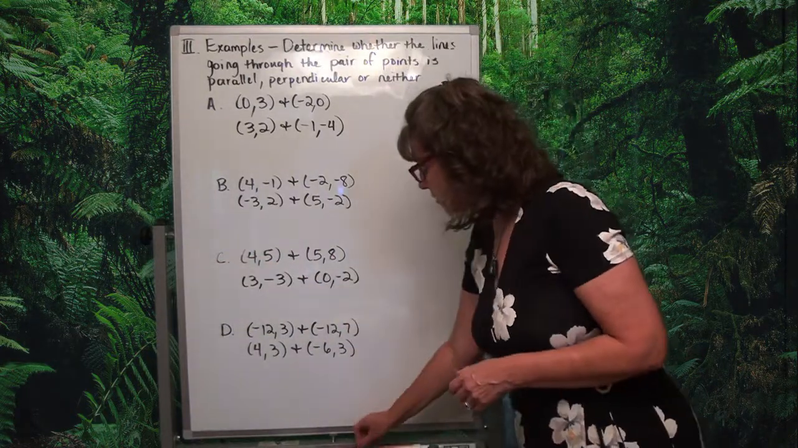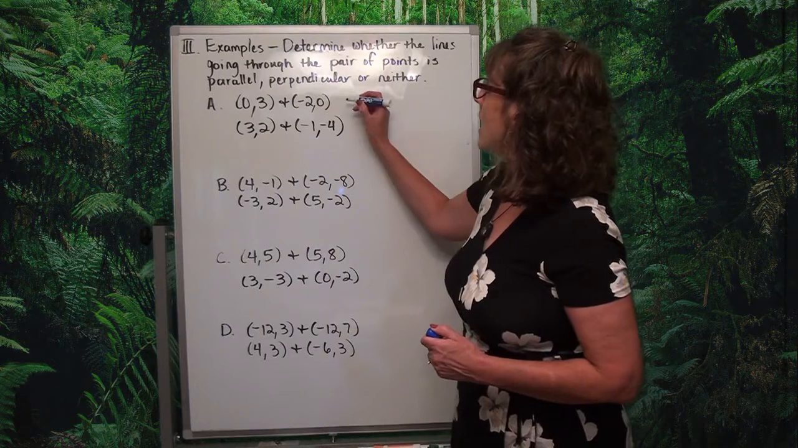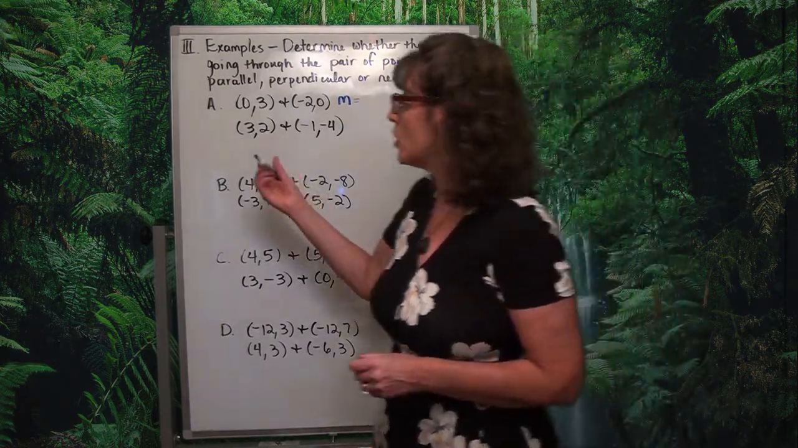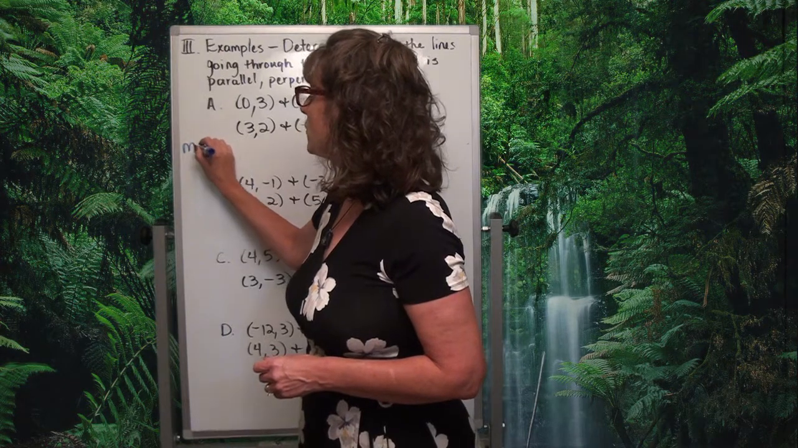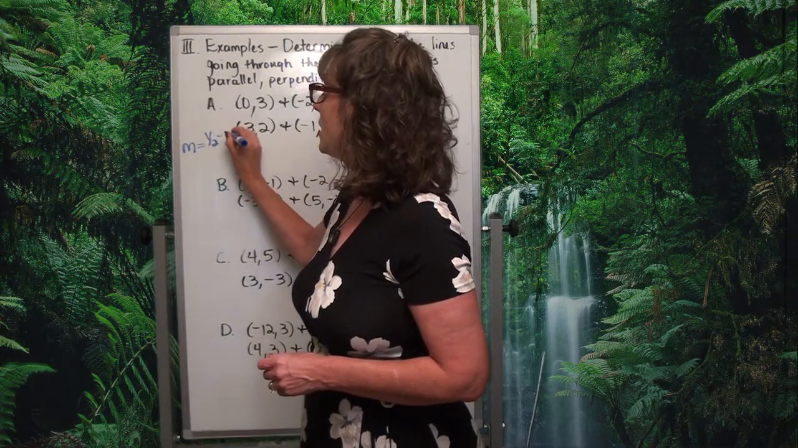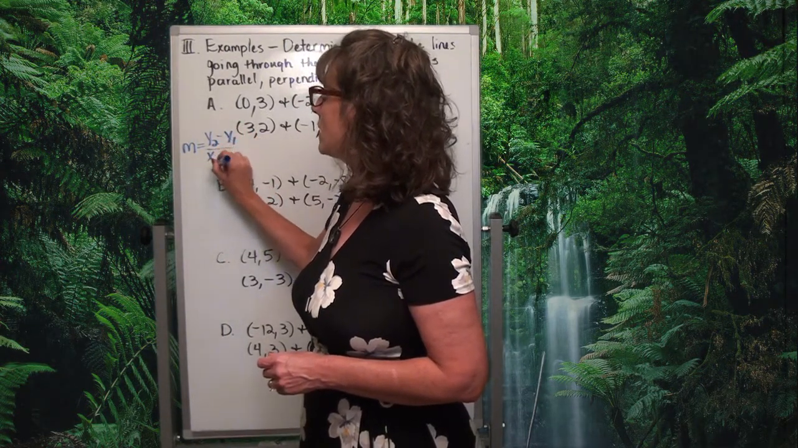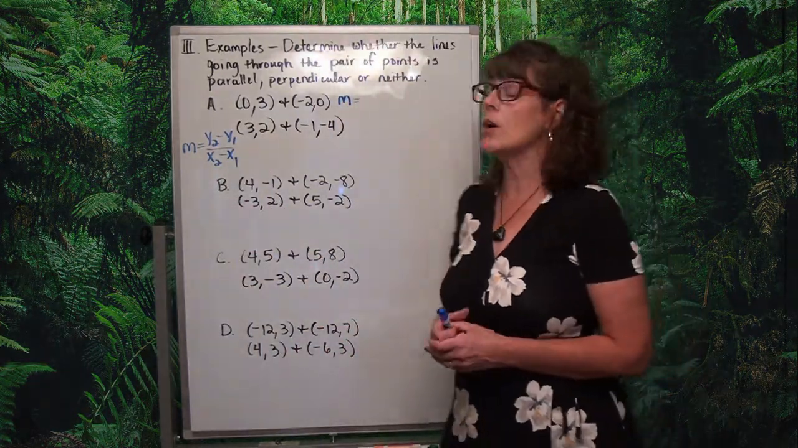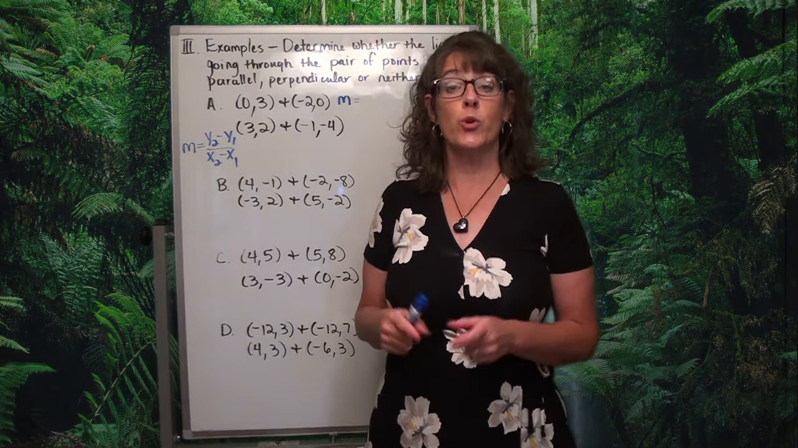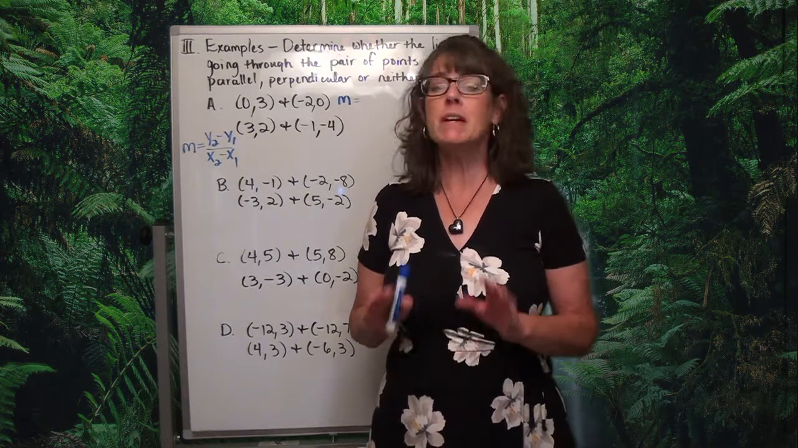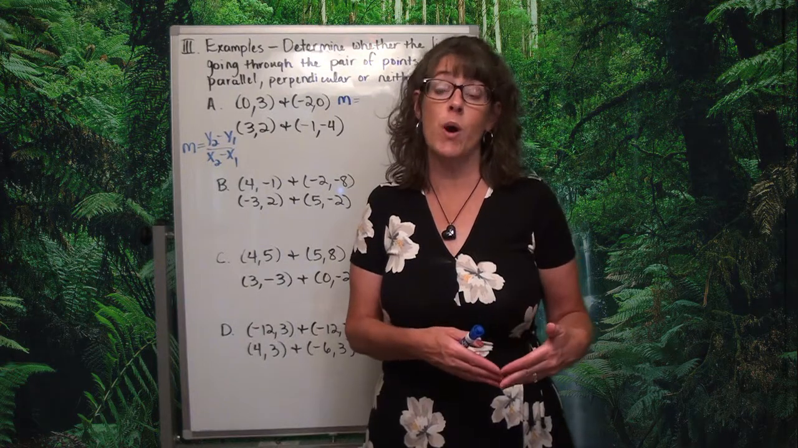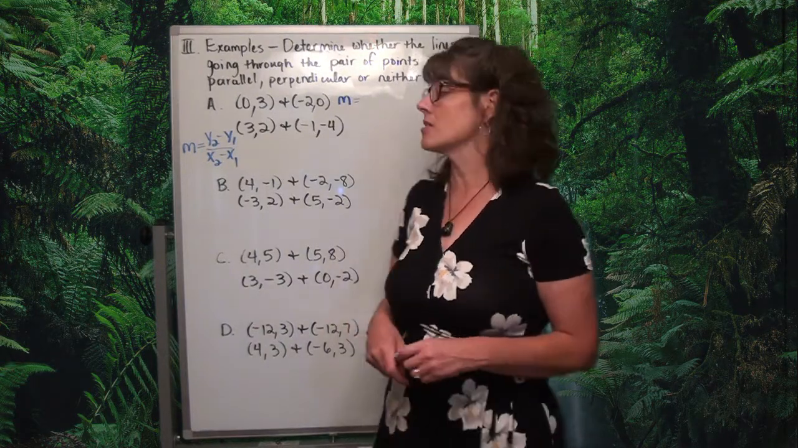So let's take that first line and let's get its slope. And notice here that we don't have a picture, so we have to utilize that formula for slope. Recall that the formula for slope is y2 minus y1 over x2 minus x1. And remember, I told you before in a previous video, it does not matter the order you subtract the y's. Just make sure you go in the same order on those x's.